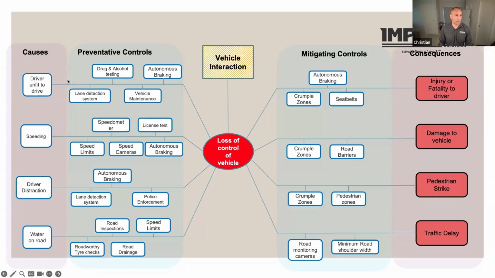And then we can see that we have these pathways. I use the term pathways, where we have our controls. So we've got some preventative controls, which are designed to prevent a driver unfit to drive, leading to a loss of control of a vehicle. And then we have some mitigating controls, which are designed to mitigate the magnitude of the consequence, either in and of itself or how much energy there is once we've lost control.